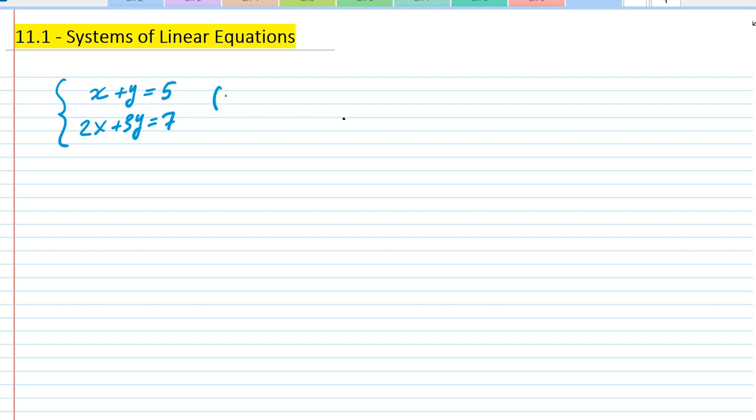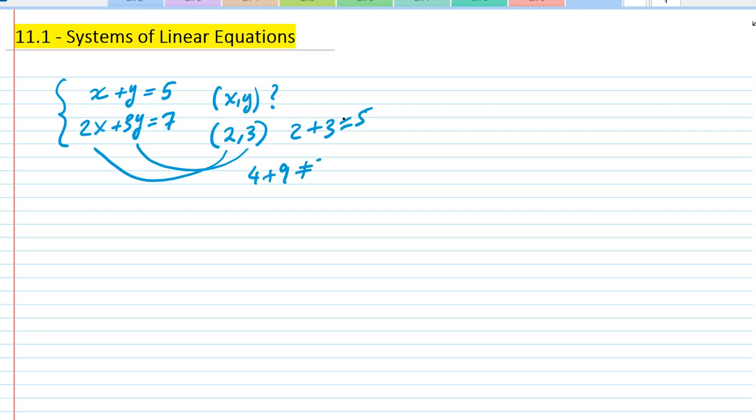I'm interested in the common solution x, y, the ordered pair x, y that works in both of them, not one or the other. So for instance, let's say if I say x is 2, y is 3. I know 2 plus 3 is 5, correct? But will 2, 3 work in the second equation? In the second equation, if I go with ordered pair 2, 3, I'm going to get 4 plus 9, which does not equal 7. Therefore, 2, 3 is not going to be a solution to this system.